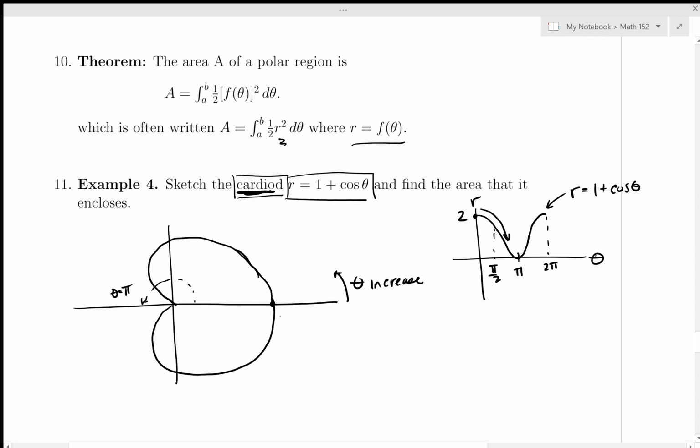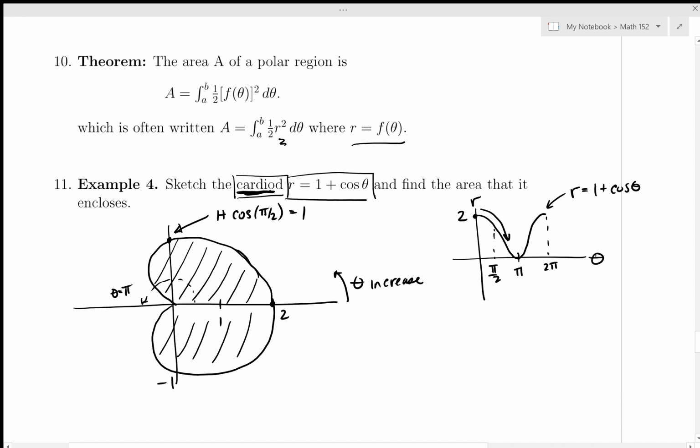So this number right here is 2. 1 is right here. This number here, well, this is when theta is pi by 2. So you could easily figure out that here this is 1 plus cosine pi by 2, and that is 1. So that number there where it crosses the x-axis is 1. Similarly down here, it's minus 1. We sketch the cardioid. Now we're being asked to find this area.